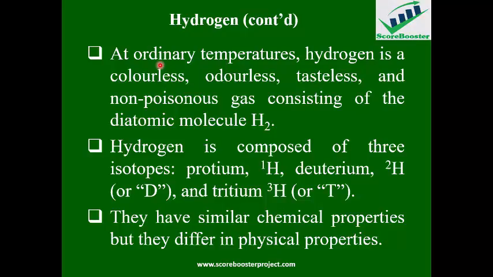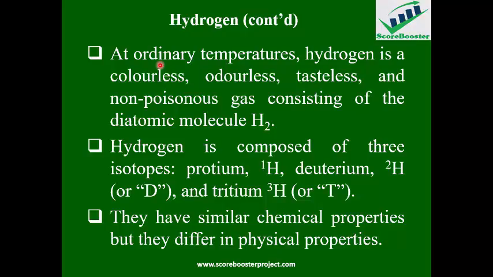And furthermore, we need to note that we have 3 isotopes of hydrogen. We have the protium, that is the proton. We have the deuterium, that is the heavy hydrogen. Then we have the tritium. Deuterium is common, tritium is from nuclear substance.